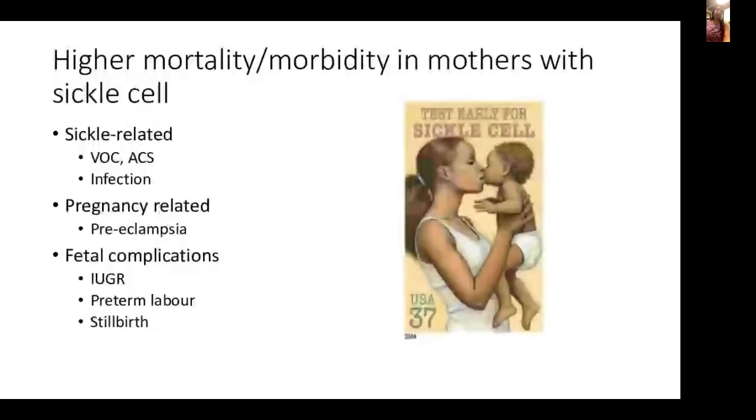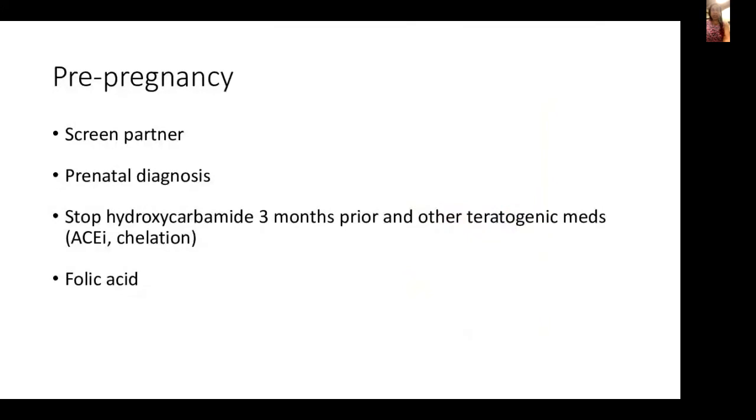Also, with pregnancy itself, you're liable to get preeclampsia, and that's higher in black women. And black women with sickle cell is even higher because they already have vascular dysfunction. And then fetal complications are also increased because placenta function may be affected, so you may get IUGR, preterm labour and stillbirth, sadly. So those are the risks that we highlight to potential expectant mothers with sickle cell.